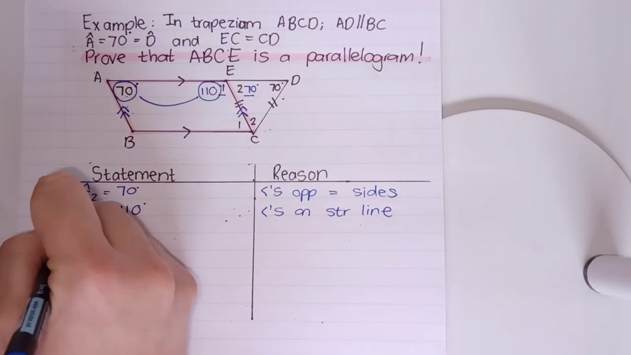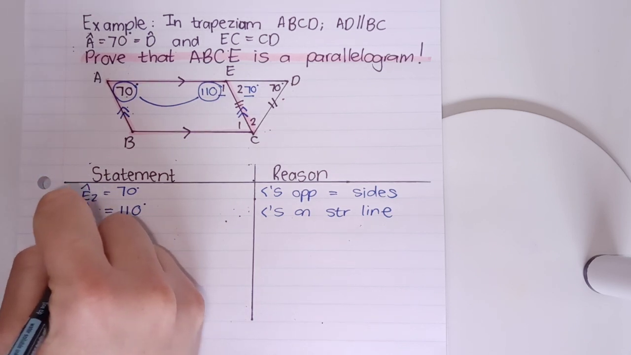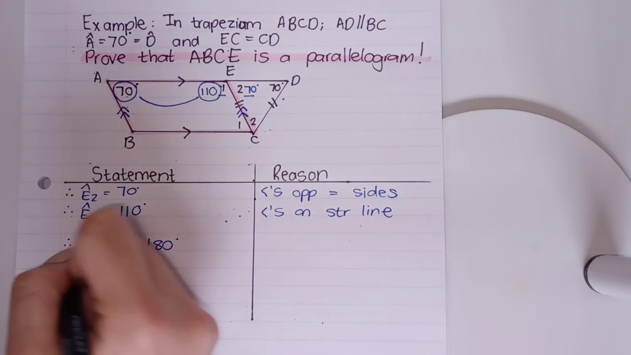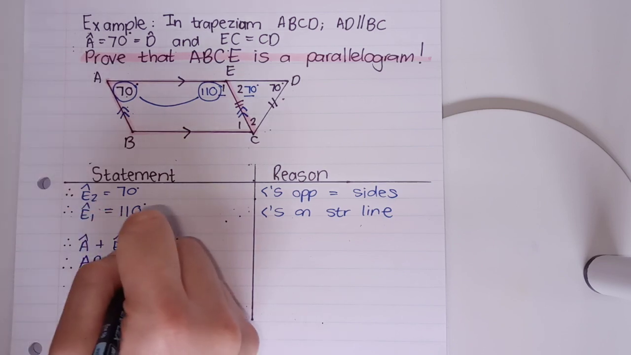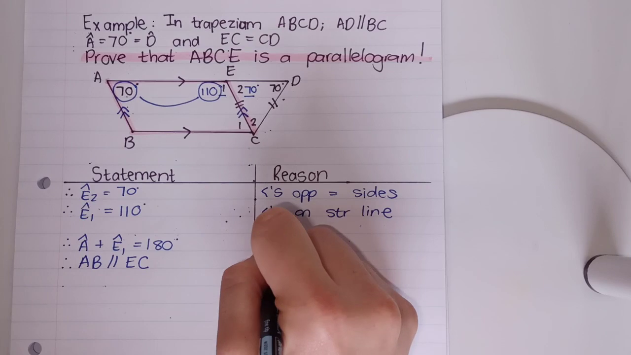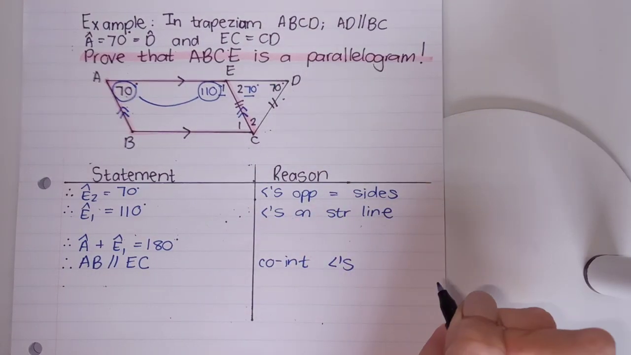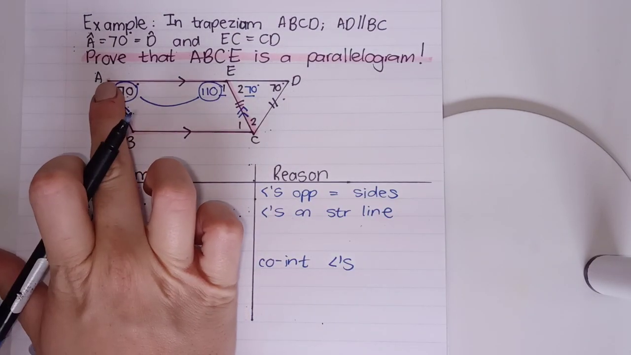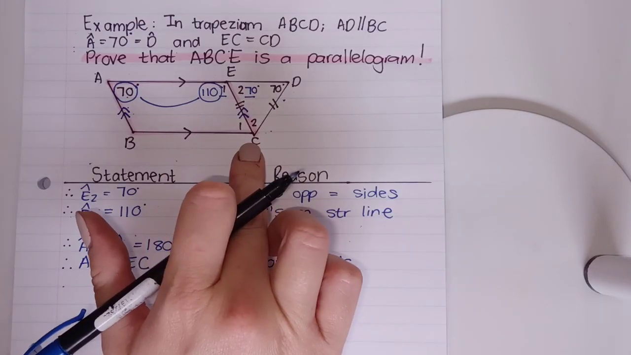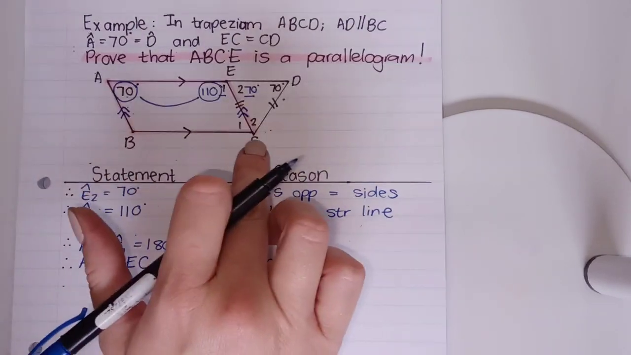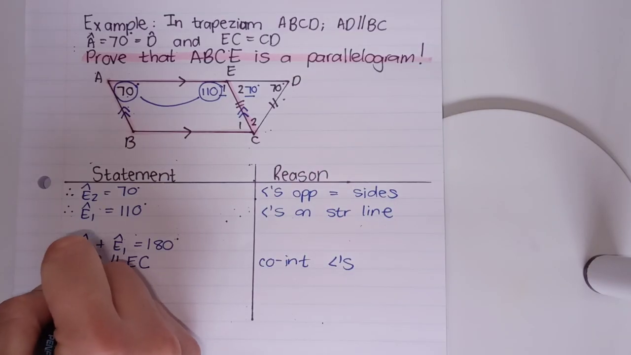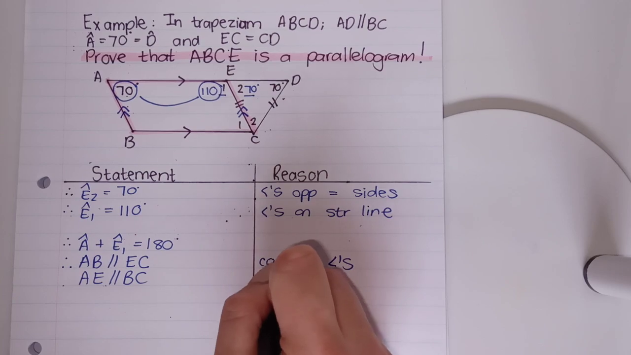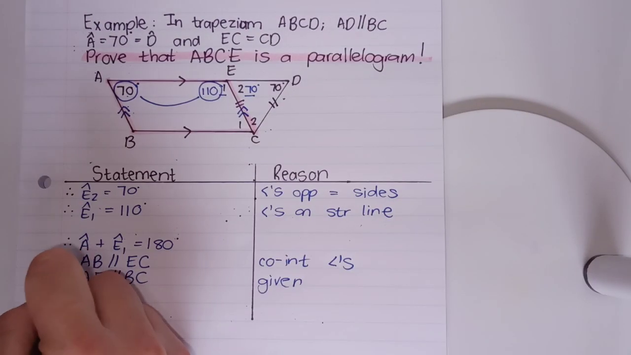So I'm going to say, therefore, angle A plus angle E1 equals 180 degrees. Therefore, I can conclude that line AB must be parallel to line EC because they make co-interior angles. So I've got that this line and this line are parallel. What other parallel lines do I have? Well, if AD is parallel to BC, then AE must also be parallel to BC because this is on a straight line. So I also have AE being parallel to BC. That information is given to us on the picture. So if I've got two sets of parallel lines, what can I therefore conclude?